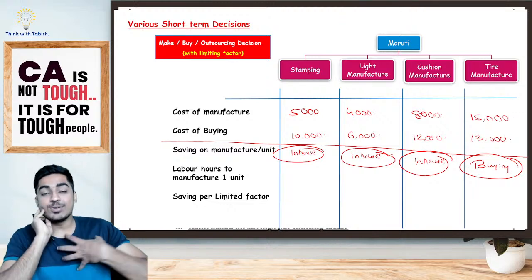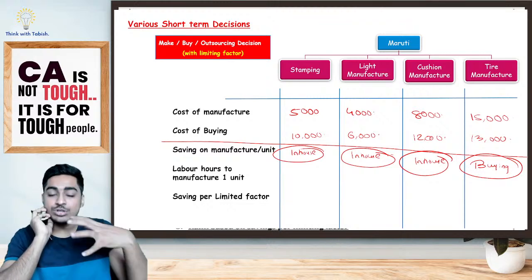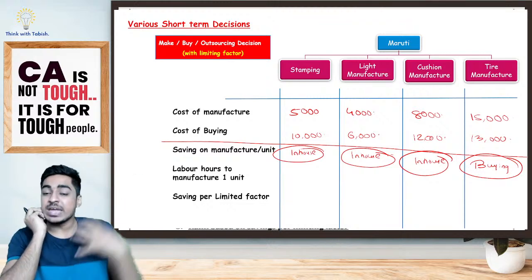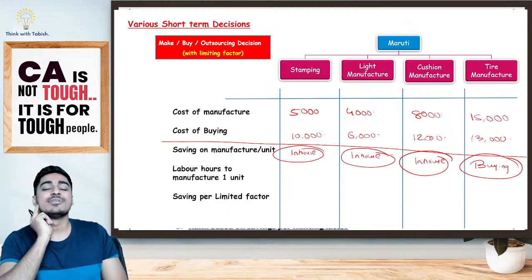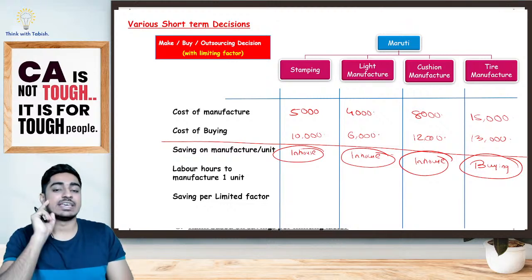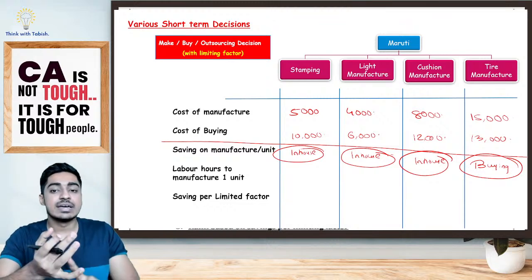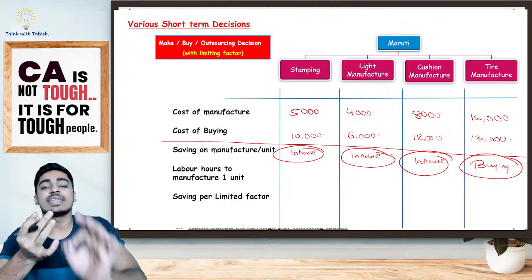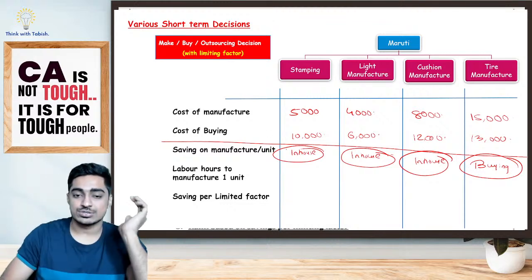What Maruti is telling is, I want to do stamping on my own. I want to manufacture light on my own. I want to manufacture cushion on my own. But I don't have the labor hours. Now, what do I do? Tire anyways, I will give outside. Among stamping, light and cushion, which one will I manufacture first? Which one will I give priority to? How do we do that?